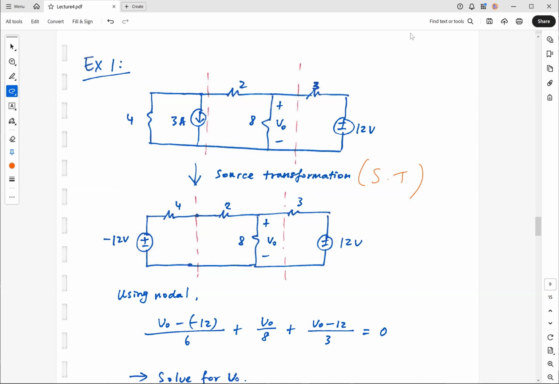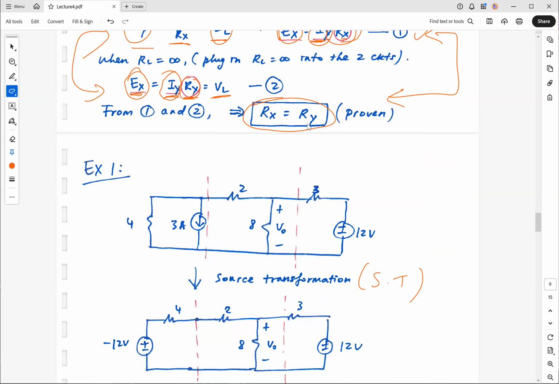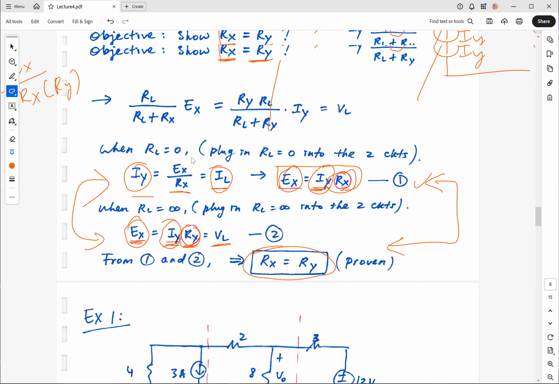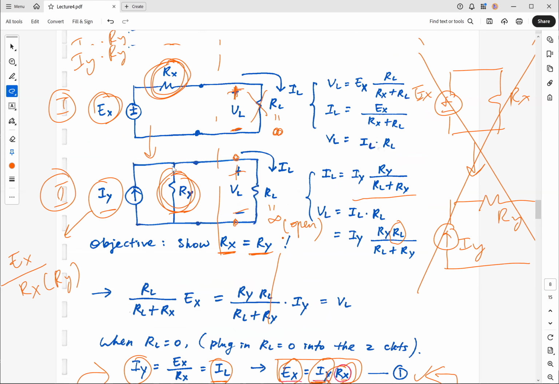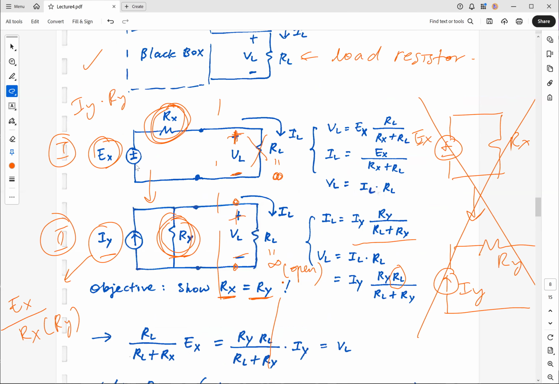In this example, I have one voltage source on the right and one current source on the left. So I'm going to perform source transformation and change this current source into a voltage source. I'm going to follow my convention here as my template. Let's quickly go back to this template. This template tells me that if I have a series voltage and a resistor, I can convert this into a parallel current and a resistor.